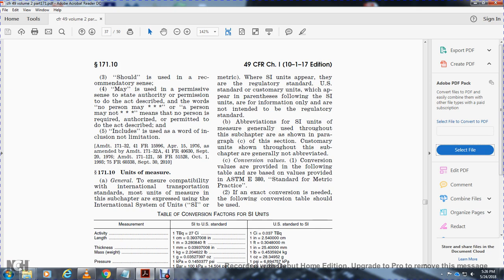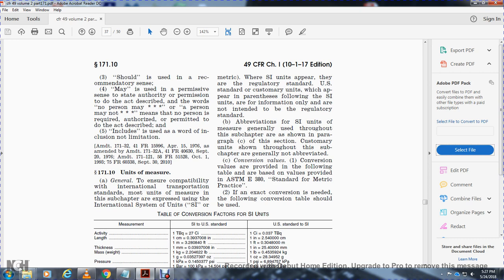SI units appear as the regulatory standard of the U.S. Department of Transportation. Standard customary units that appear in parentheses after the SI unit are for information and are not intended to be regulatory standards. Abbreviations for SI unit measurements used throughout the subchapter are shown in paragraph C of the section. Customary units are shown throughout the subchapter and generally are not abbreviated.